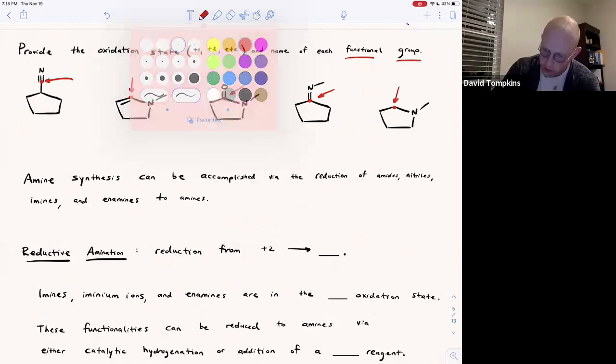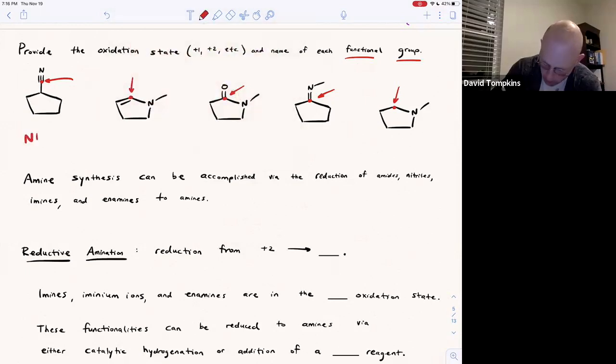One of which is a nitrile, and that's in the +3 oxidation state, or that is a derivative of a carboxylic acid.